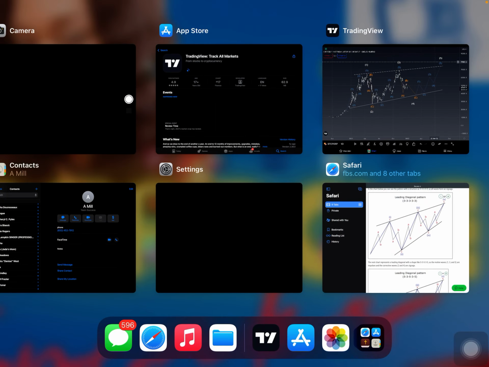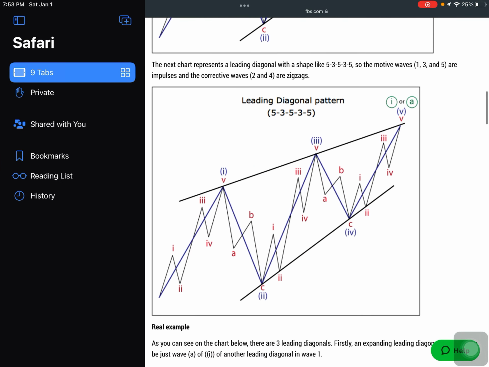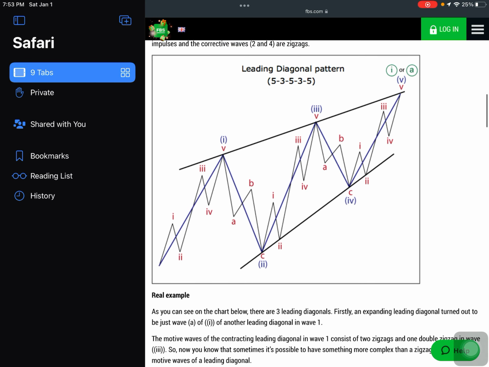And as you can come over here, we have this one, the leading diagonal pattern, and then we kind of see the same thing going on here. So you can see the 1 to 2 to 3 to 4, all the way to the 5.